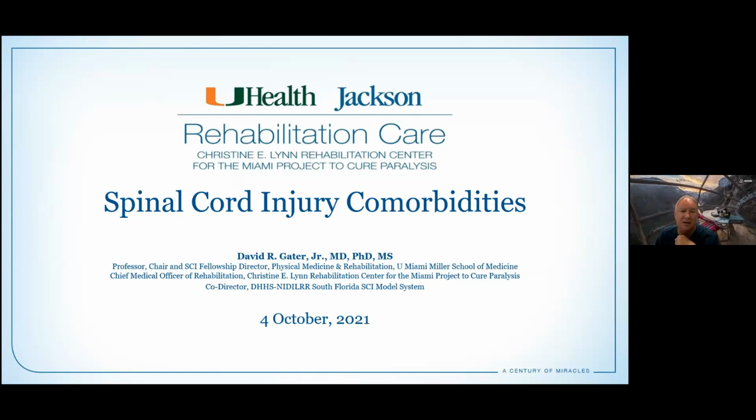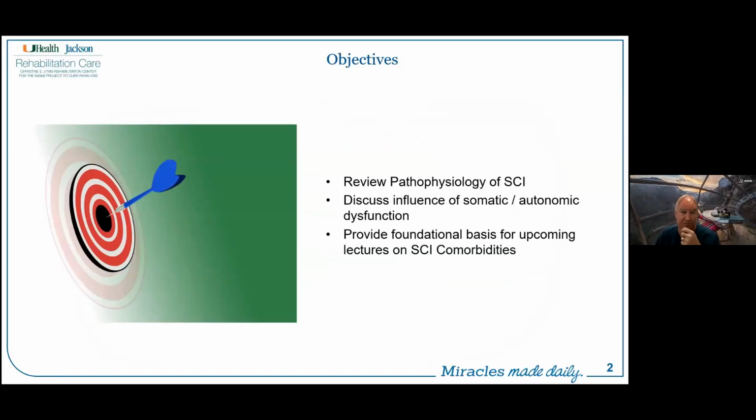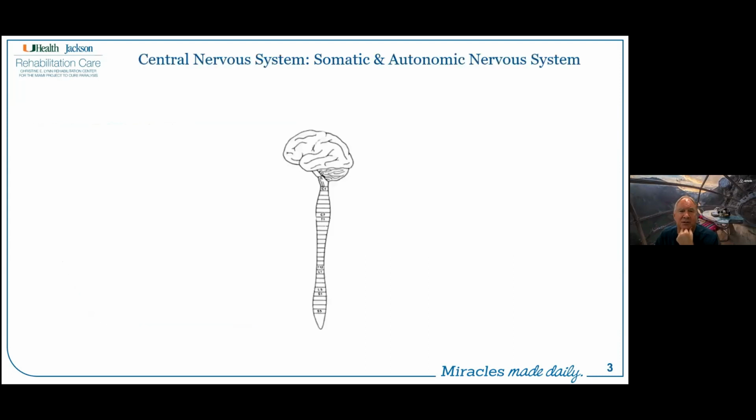Now I'm going to pick up and continue on with the comorbidities associated with spinal cord injury, both acutely as well as chronically. So my objectives are basically to review the pathophysiology of spinal cord injury, not to the extent that I had done previously. We'll talk about the influence of the somatic and the autonomic dysfunction on essentially the comorbidities of spinal cord injury. So this will provide the basis for the foundation of upcoming lectures.